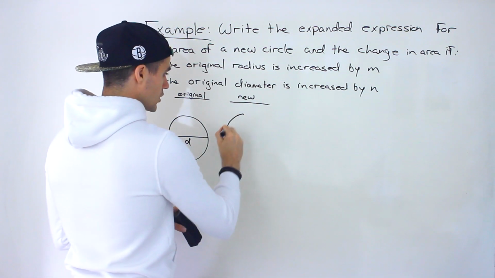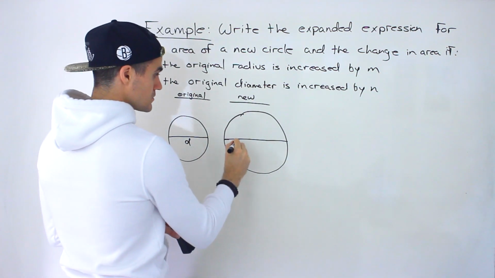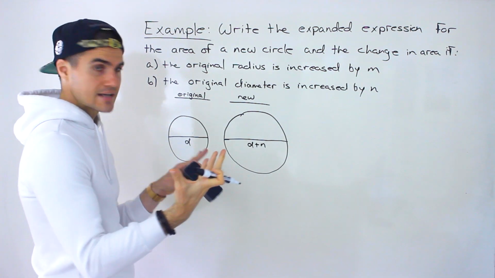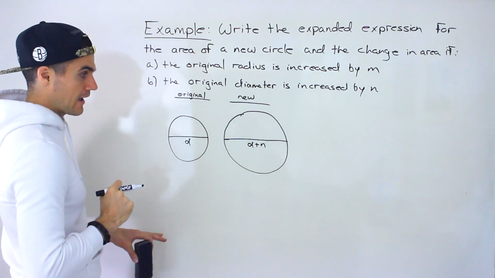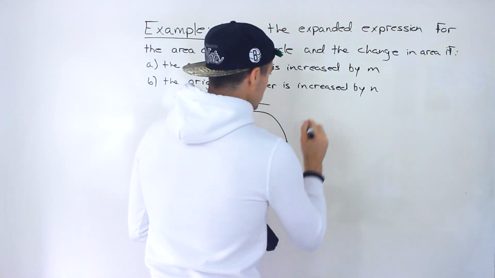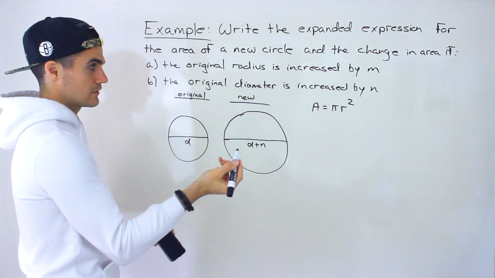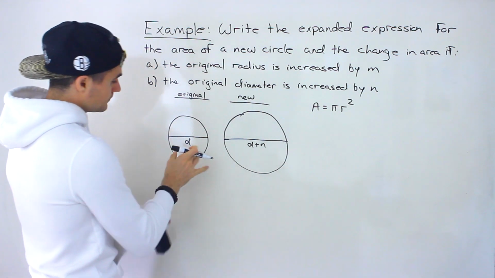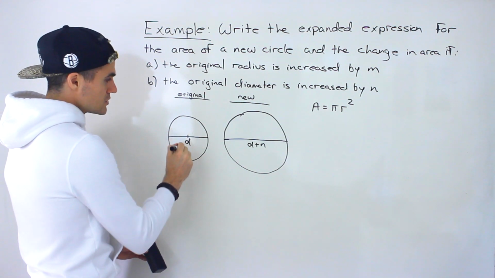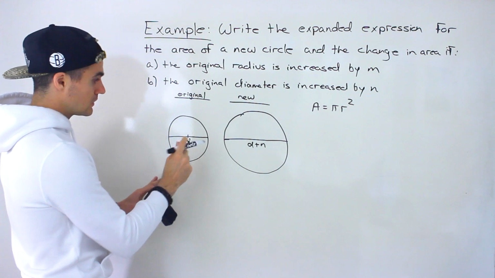And then we're going to get a new circle where we increase the diameter by n. So this new circle is going to have a diameter of d plus n right there. So notice how the diagrams differ between part A and part B, because we're dealing with diameter and not the radius. However, we still know that the area of a circle in general is pi r squared, like that. So what we want to do is take this diameter and split it in 2 so we have an expression for that radius that we can plug into that formula over here.